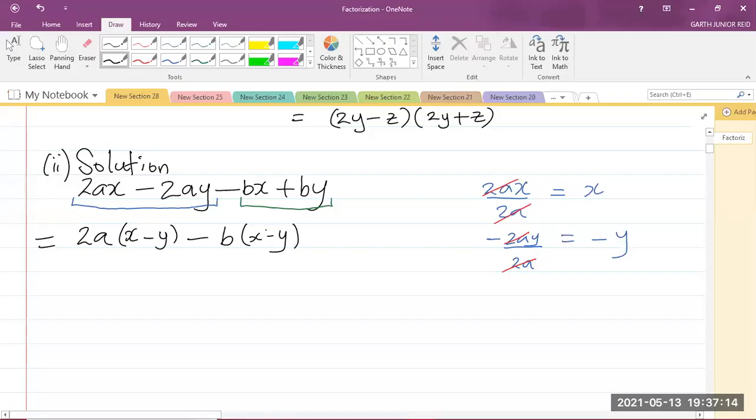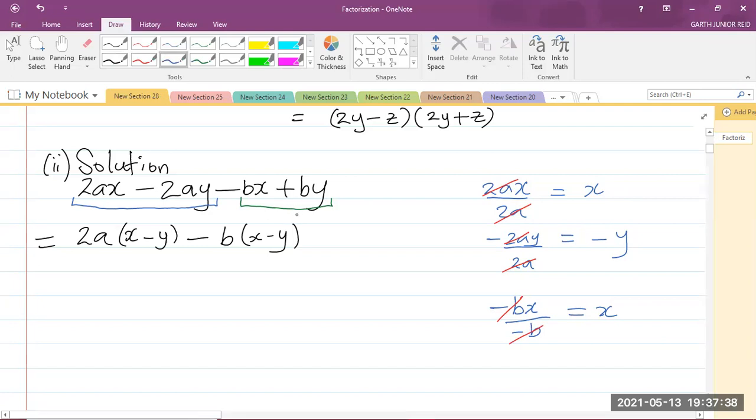Yes, so we're also going to have x minus y here. And let me show you why that is so. For the first term, which is negative bx, we're dividing that by what we factored out, which is the negative b, and that is equal to x, because clearly you can see that the negative b's will cancel out.